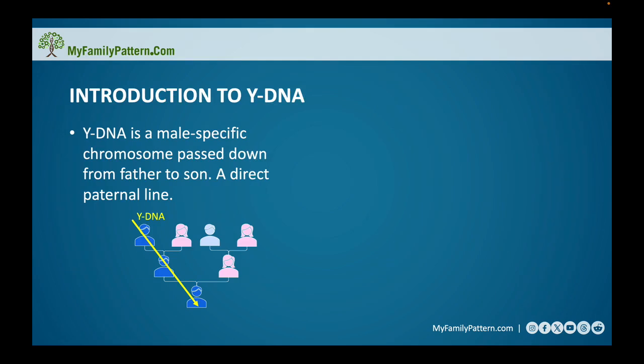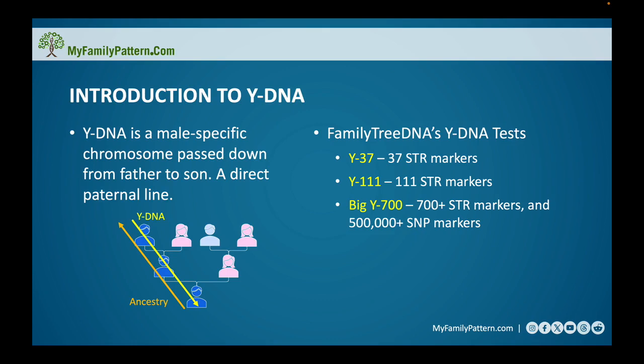As just a very quick introduction, Y-DNA is the one that gets passed down from father to son, which is perfect for letting us trace backwards in time that particular paternal ancestry. Now, when it comes to testing Y-DNA, Family Tree DNA is the premier place to do that. They offer three different tests: Y37, Y111, and the Big Y700.